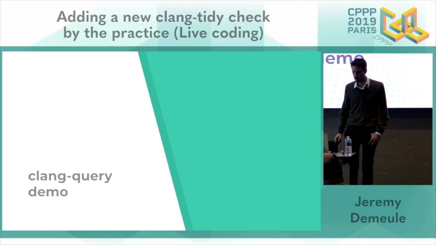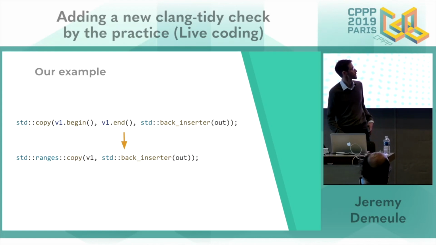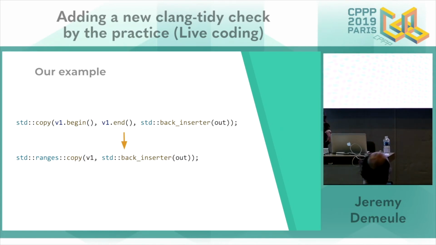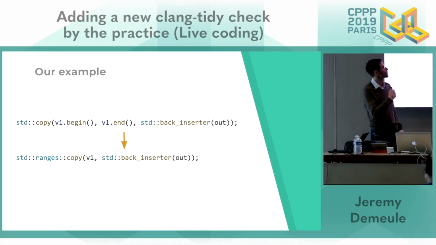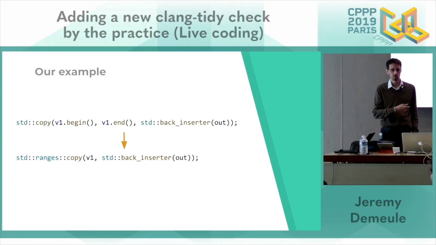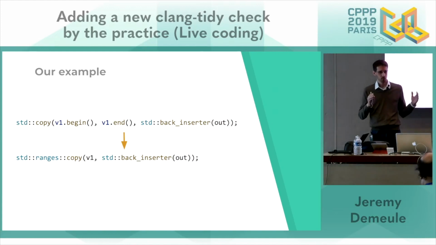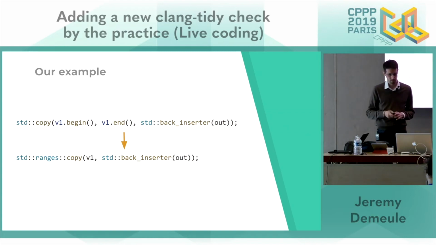Now we can go to something more interesting. Imagine you have access to a C++20 compiler and you want to rangify your code a bit. So to replace, for example, std::copy by std::ranges::copy, but not the constrained algorithm with the container part. So today we will add this check to clang-query.